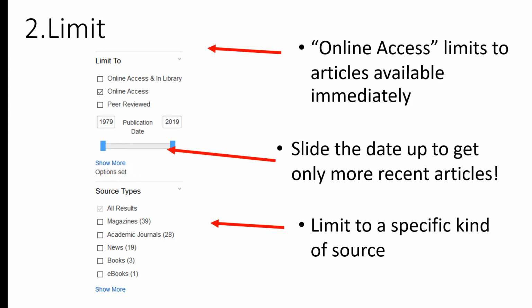Under source type, you can limit to magazines, academic journals, or news. You can limit one at a time or more than one. I recommend limiting one at a time at this stage so you can see different results. Magazines will give you more general and shorter articles about an issue, while academic articles will give you more specific and detailed information. For many topics, we'll recommend looking at both academic journals and magazines. You'll need evidence to support your position or recommendations.